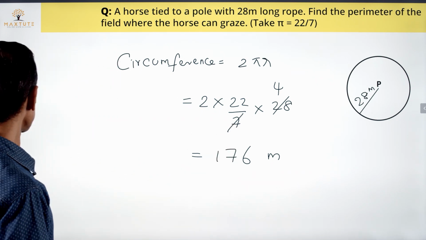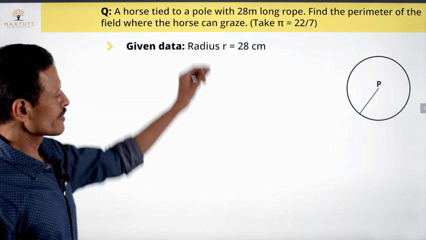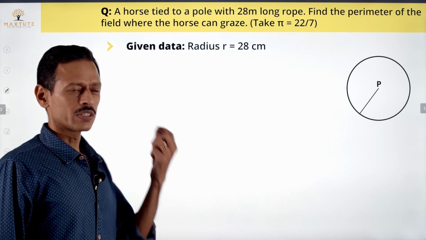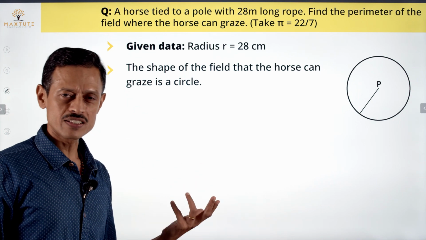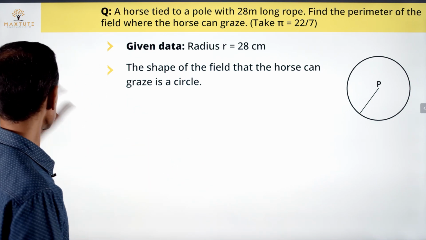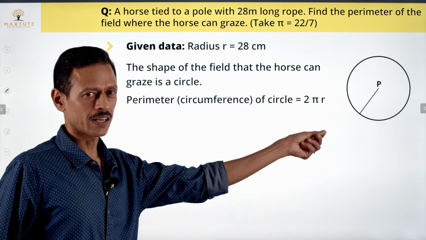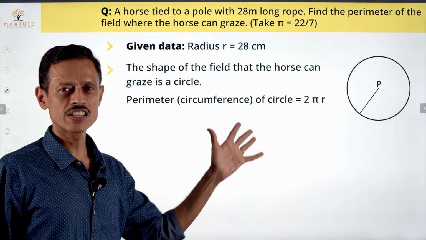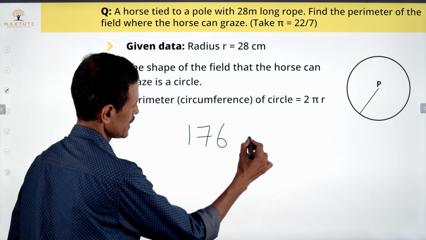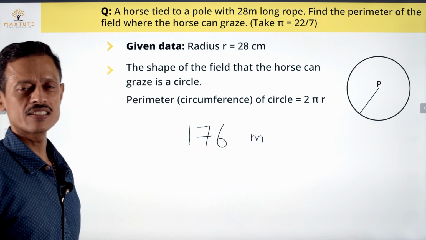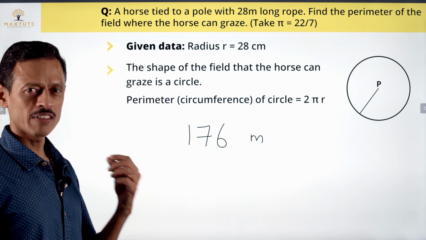Right? Quickly summarize it in a printed form. Radius is given as 28. It's tied to a pole. So the shape of the field that it can graze is actually a circle. The perimeter of the circle is nothing but the circumference of the circle. Circumference of the circle formula is 2 pi r. Substitute r is equal to 28, pi is equal to 22 by 7. We'll get an answer which is equal to 176 meters. Right? We've done question 6, both parts. Move on to question 7.